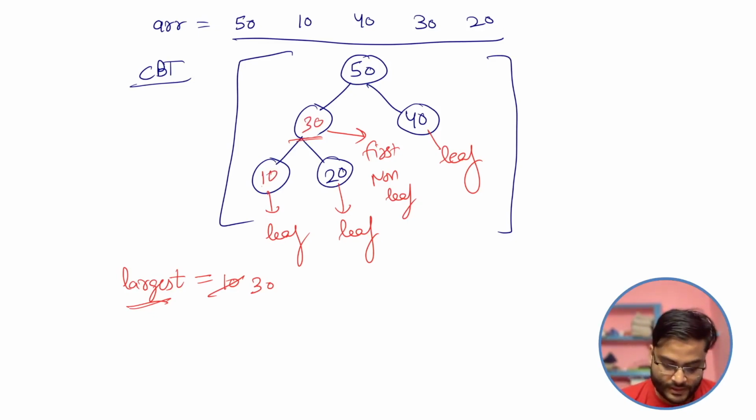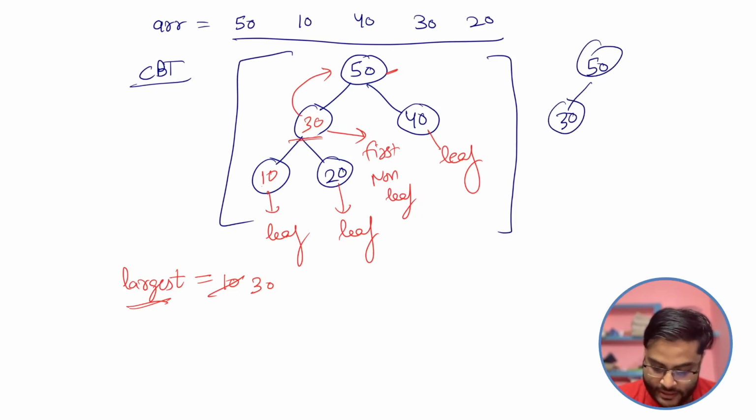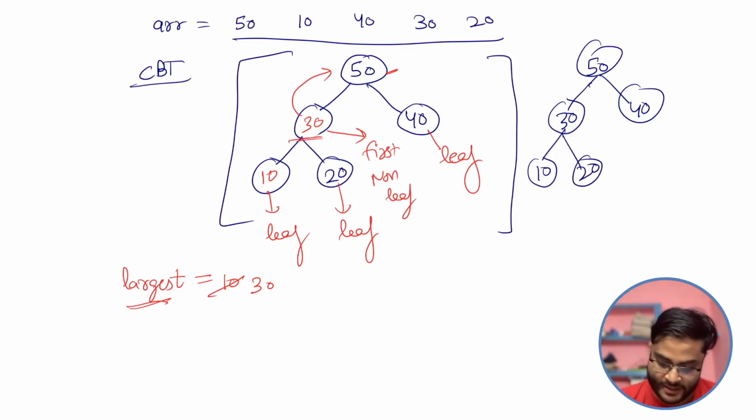Now I will go further. After 30 I will go to 50. Now we check: 50's left is 30, 50's right is 40. 30 is less than 50, yes. 40 is less than 50, yes. So this is a max heap. We have created the max heap. Now the elements are 50, 30, 40, 10, 20. This is our max heap.